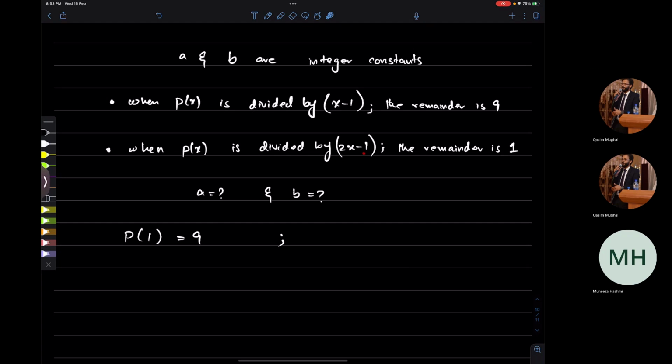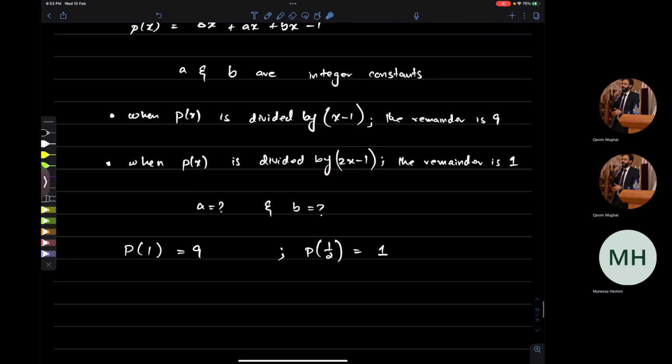Also, let's talk about this one. Change the sign, make this a denominator. What would I get? 1/2, which means P of 1/2 is going to give me 1. If I change the sign of this and make this the denominator, I get 1/2, which means if I plug 1/2 into the polynomial, I should get a remainder, which is 1.